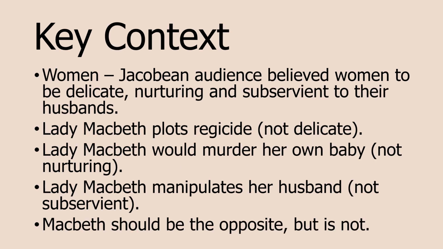So, what key contextual knowledge do you need to fully appreciate Act 1, Scene 7? Well, let's explore the understanding and the roles of women, both in the Jacobean time, so in 17th century England, and in 11th century Scotland. The expectations of women would have been similar. And this was that women were supposed to be delicate creatures. They were supposed to be nurturing to their offspring, and they were supposed to be subservient to their husbands. You could see the word servant in subservient. They have to be like servants to their husbands.